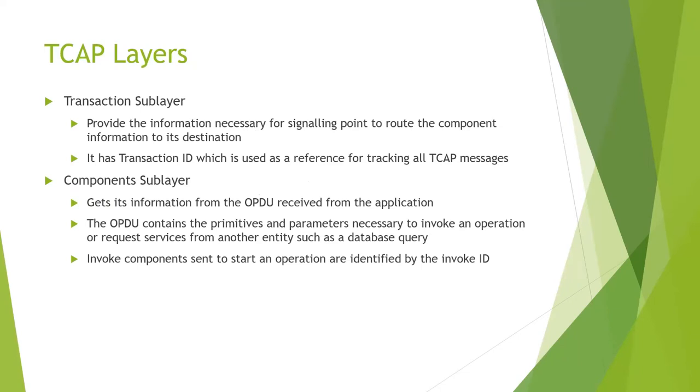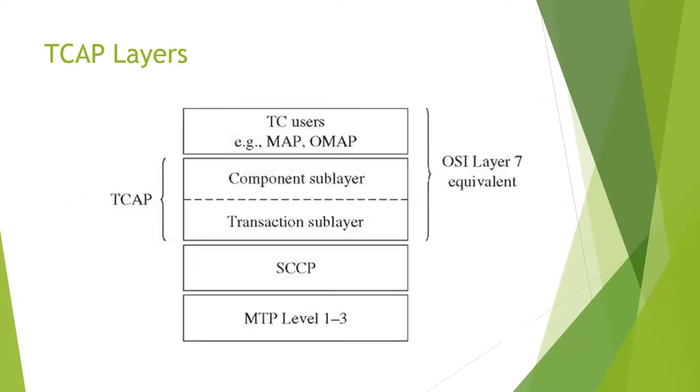The component sublayer gets its information from the OPDU received from the application. The OPDU contains the primitives and the parameters necessary to invoke an operation or request services from another entity, such as a database query. Invoke components sent to start an operation are identified by the invoke ID. So that's the diagram of the TCAP layers, the component sublayer and the transaction sublayer.